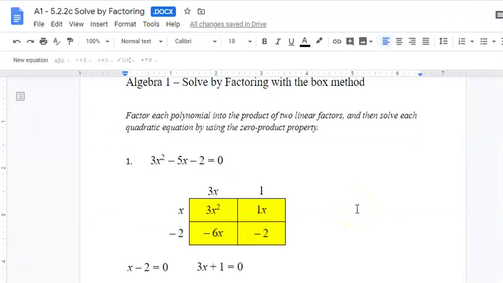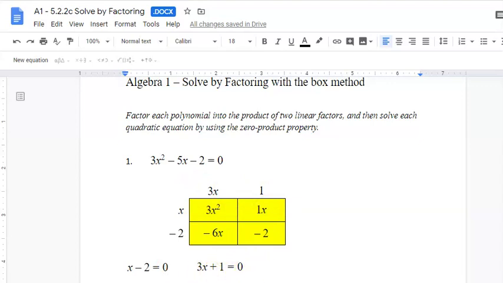The next step in the process is to take each linear factor and set it equal to 0 and solve. This is the zero product property, which tells us that if 2 factors have a product of 0, then one of those factors must equal 0. So I've taken the factor on the left side of the box, x minus 2, and set it equal to 0. And I've taken the factor on the top of the box, 3x plus 1, and set it equal to 0.